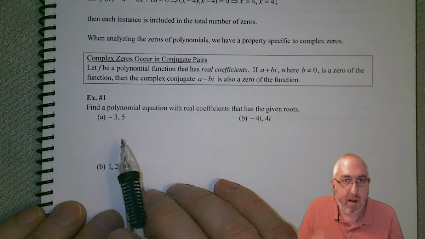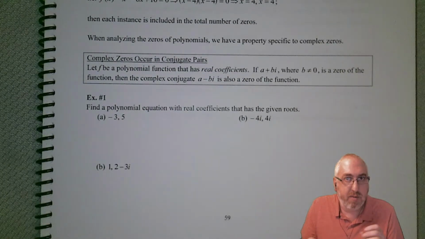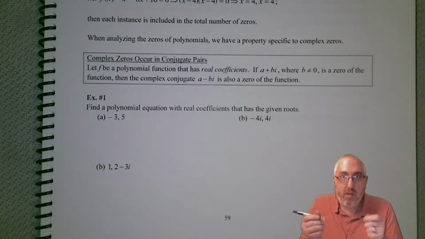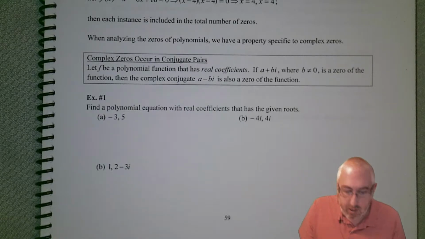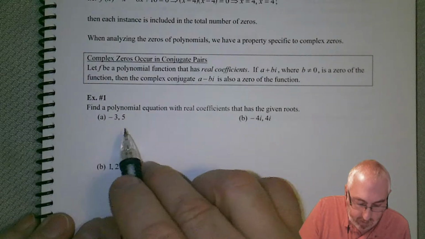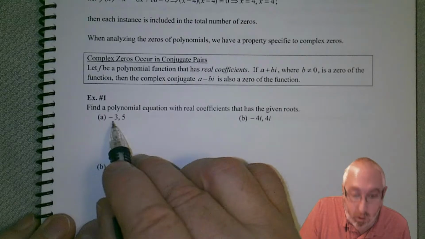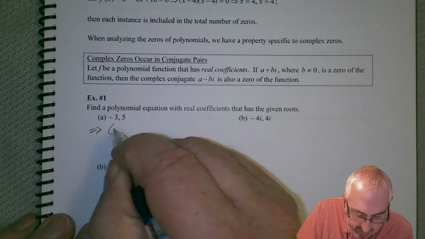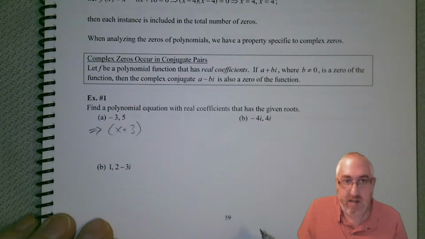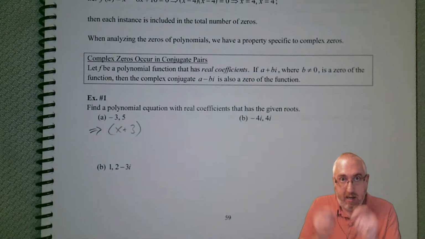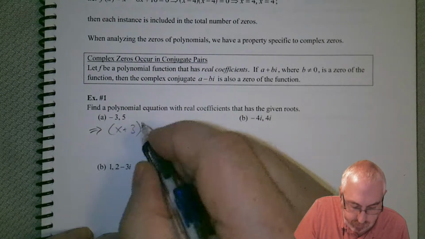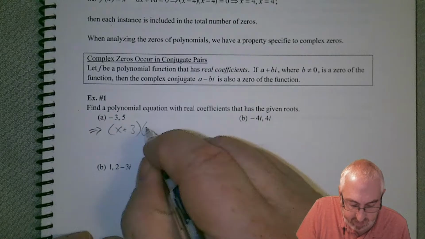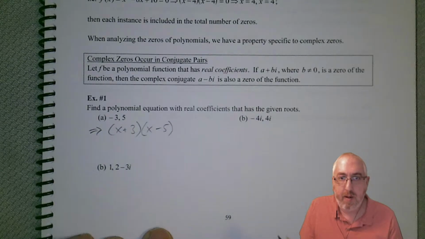Now, we did a problem similar to this in previous videos, where we had to work backwards and rewrite it as a factor. So that's what we're going to be doing here. If -3 is a 0, we should know that x plus 3 is a factor. Remember, the sign's got to switch. So if it's -3, it's going to be a +3. If it's +5, it's going to be a -5.